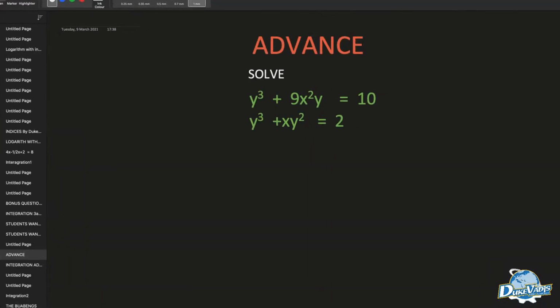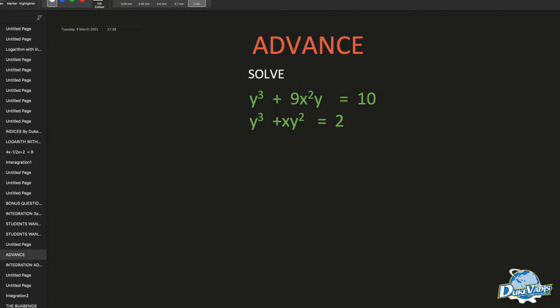Yeah, beautiful. This equation we see on the board is y cubed plus 9x squared y is equal to 10, and y cubed plus xy squared is equal to 2. These two equations we're supposed to solve for the values of x and y. It's just an ordinary simultaneous equation. So how do you go about it?